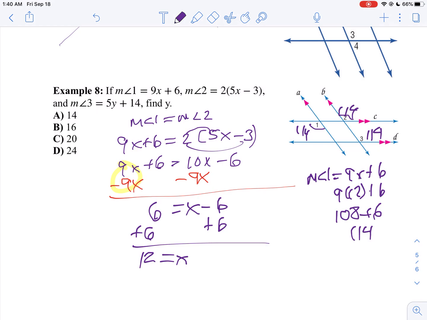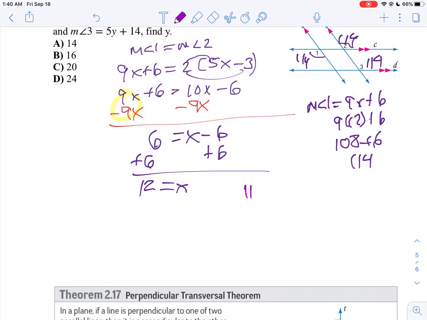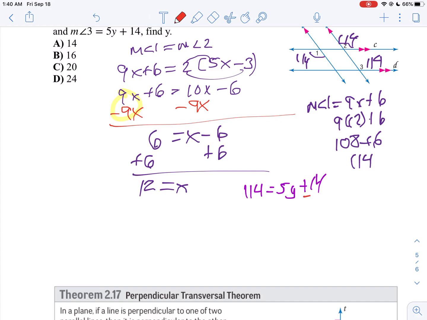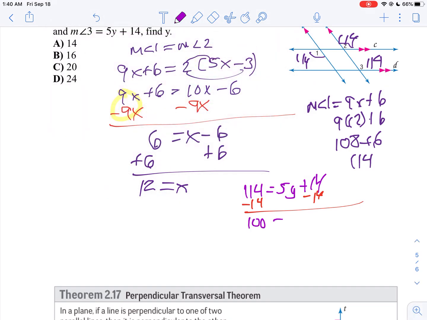But now we can solve for y. Since angle 3 is 114 degrees, we can say 114 equals 5y plus 14. Now let's do the algebra. Let's subtract 14 from both sides. And we get 100 equals 5y. Divide both sides by 5. y is 20. And since this is a multiple choice question, it would be choice C.